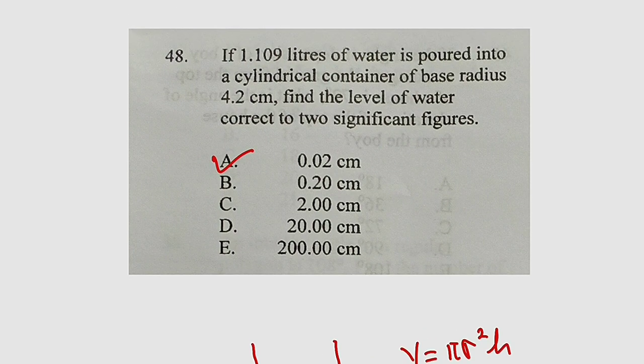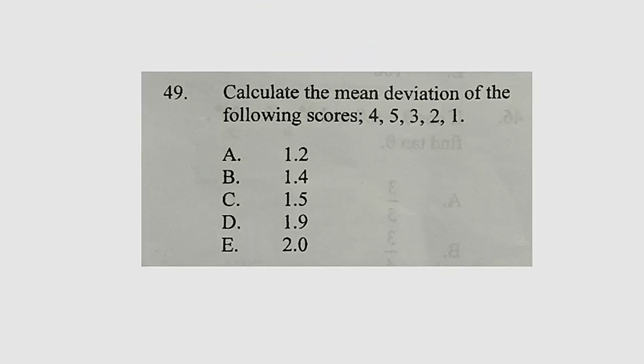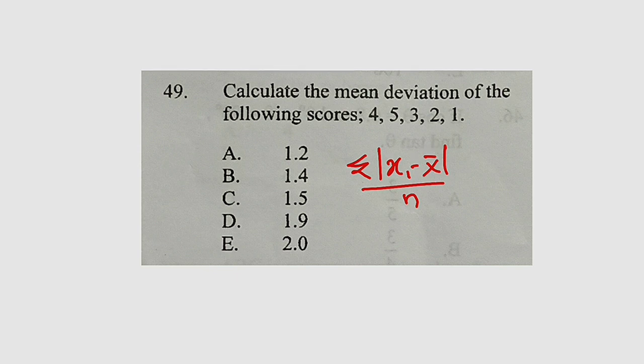Now let us move on to question number 49. Question number 49, we are asked to calculate the mean deviation of the following scores, 4, 5, 3, 2, and 1. What is mean deviation? Mean deviation is nothing but the summation of the absolute deviation from the mean, xi minus x bar, divided by n. This is just the formula, where x bar is the mean. So let us calculate the mean.